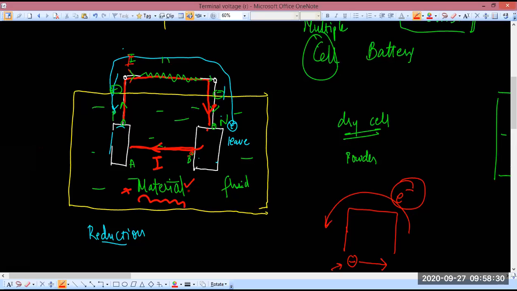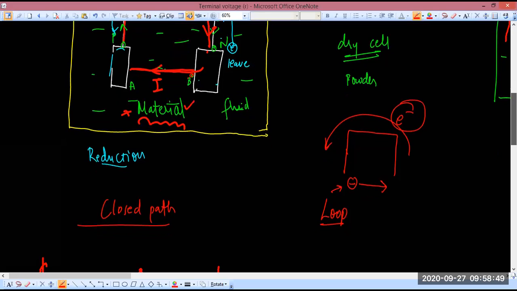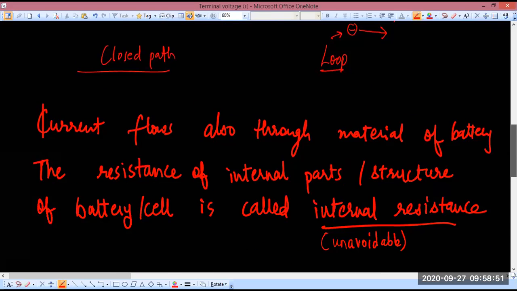So if you want to use a battery, then you have to take a material in it, right? Some chemical, something, and that something will definitely have a resistance. So that would mean that whenever you use a battery, there's always an internal resistance of that battery.